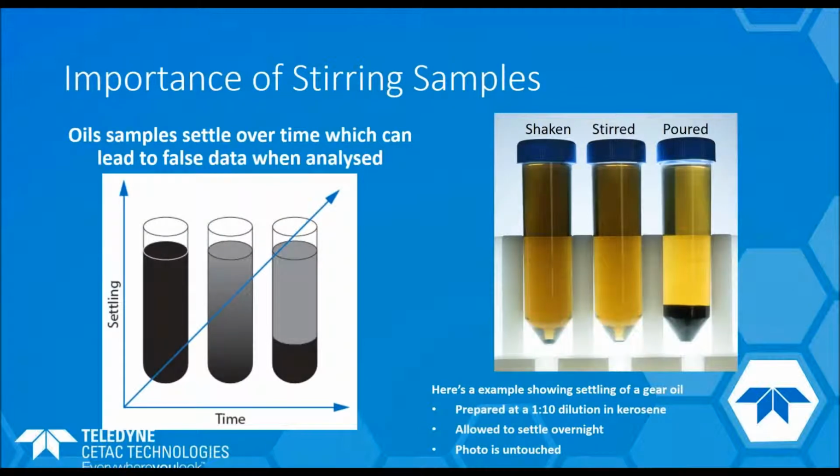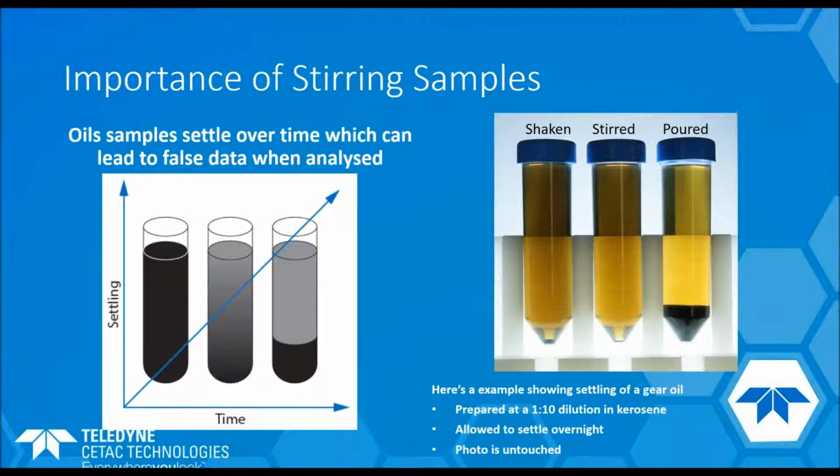So why is it so important to stir our samples? There's a couple diagrams here that I think are instructive. On the left, we see that over time, samples that are originally well mixed can settle out. You'll get this buildup of particulate matter at the bottom of the tube, which can lead to false data if you're analyzing it, or lead to poor replicate data.